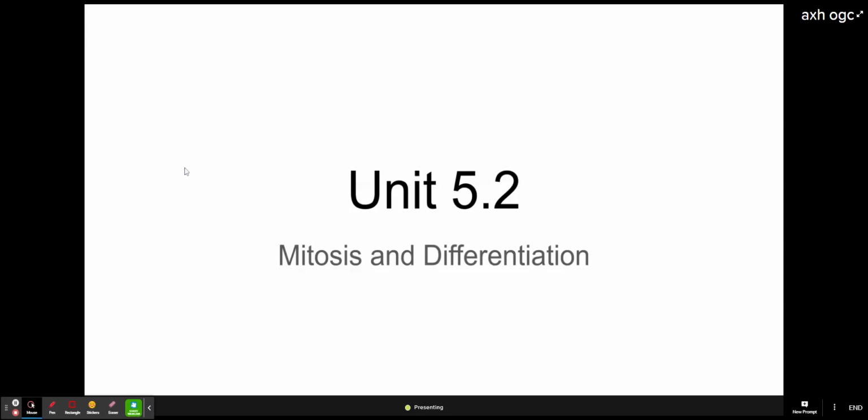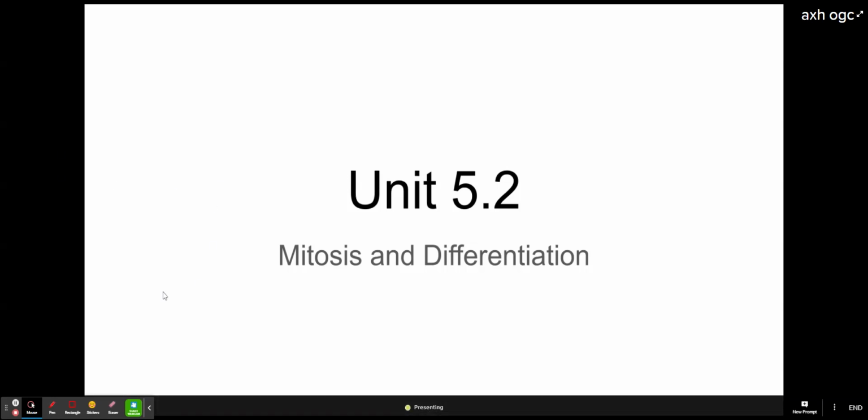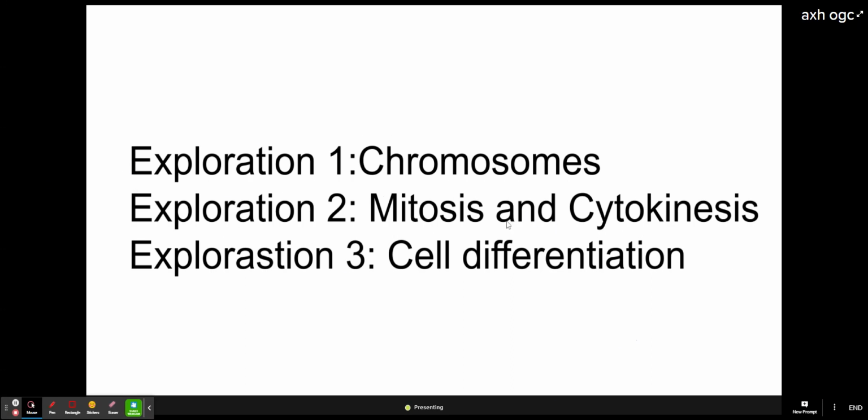All right, so this is 5.2, which is mitosis, which ties into the cell cycle that we learned about before, and differentiation, which we already kind of talked about when we mentioned how you turn into a multicellular organism with different tissue types when we were doing 1.2. So hopefully you remember that. The three explorations that are going to be in your reading: chromosomes, mitosis and cytokinesis, and cell differentiation.